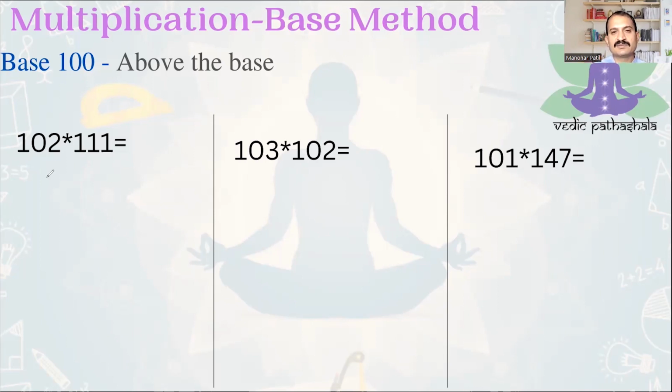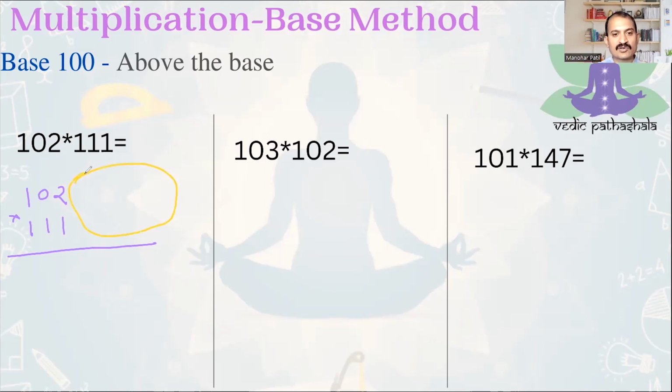In the base method, it's very important to write the problem in a specific way. How to write? I will tell you. We have to write the multiplicand and then write the multiplier just below it. Just see it: 102 and just below it 111. Put a big line and keep some space at the right hand side here.